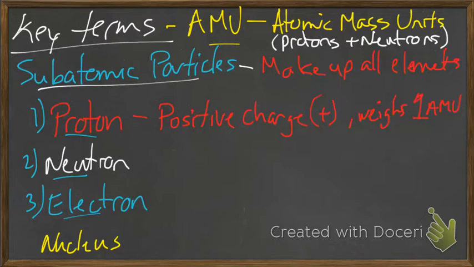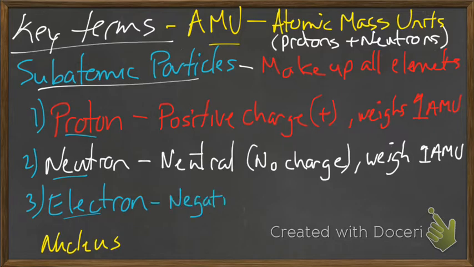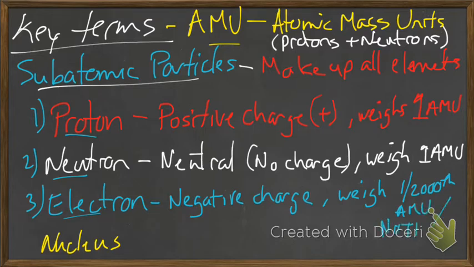All right. Neutrons, these are neutral, so no charge, but they also weigh 1 AMU. Electrons, negative charge. They weigh 1/2000th of an AMU, or nothing. So when we're considering atomic mass, we don't consider electrons. We only consider protons and neutrons.